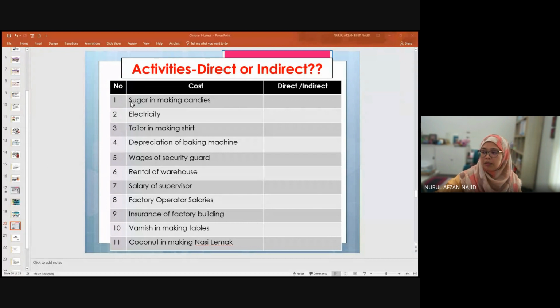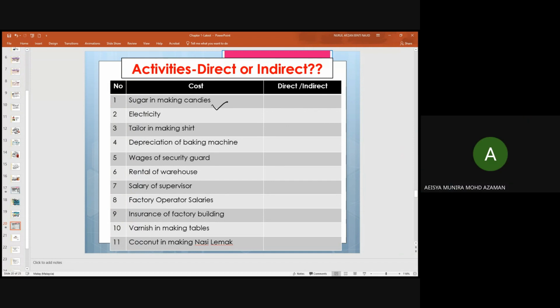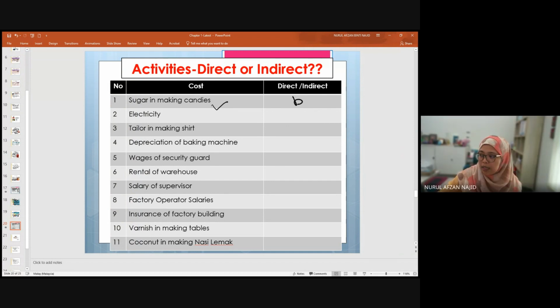Number one, soalan number yang pertama. Sugar in making candies. Aisyah Munira. Direct. Direct, good. Sebab sugar adalah barang langsung. Okay.